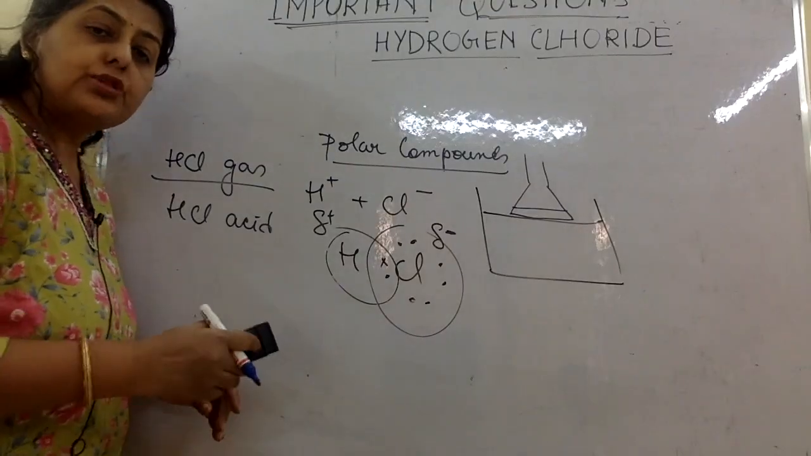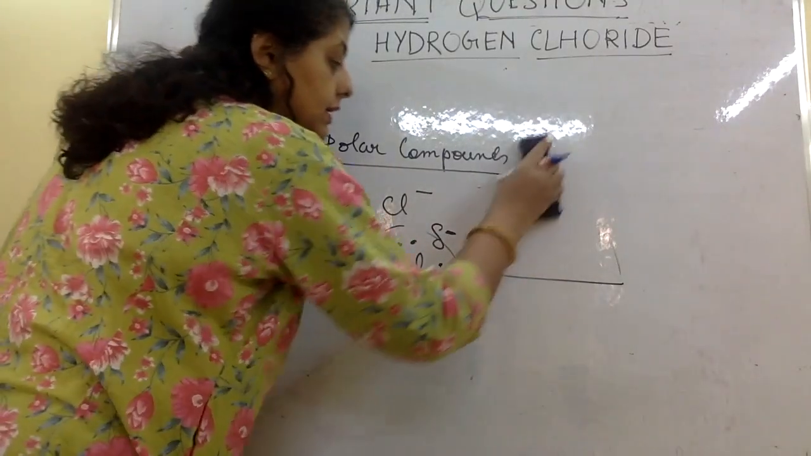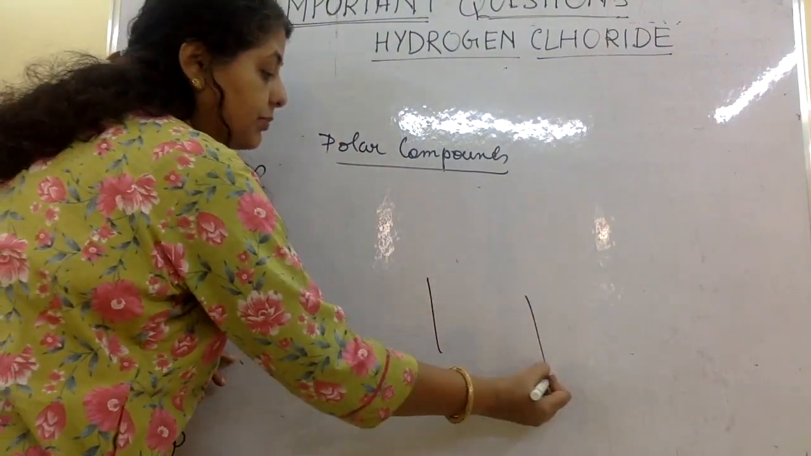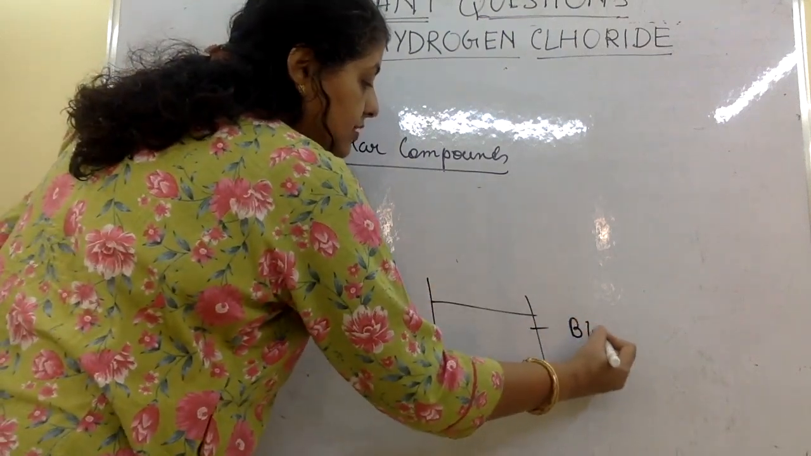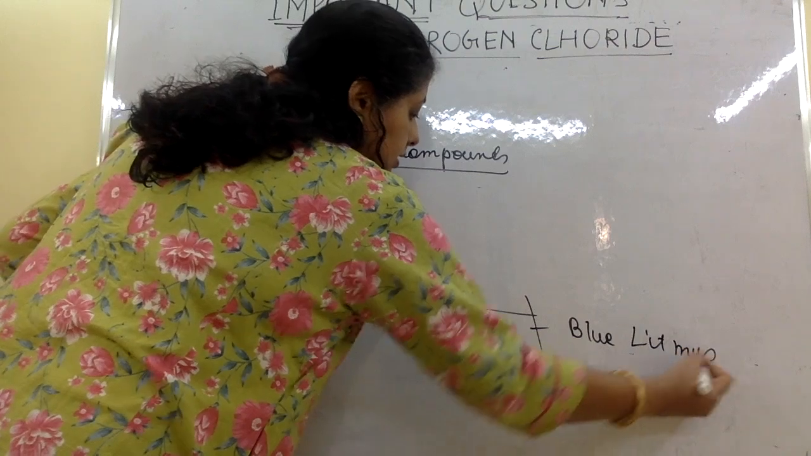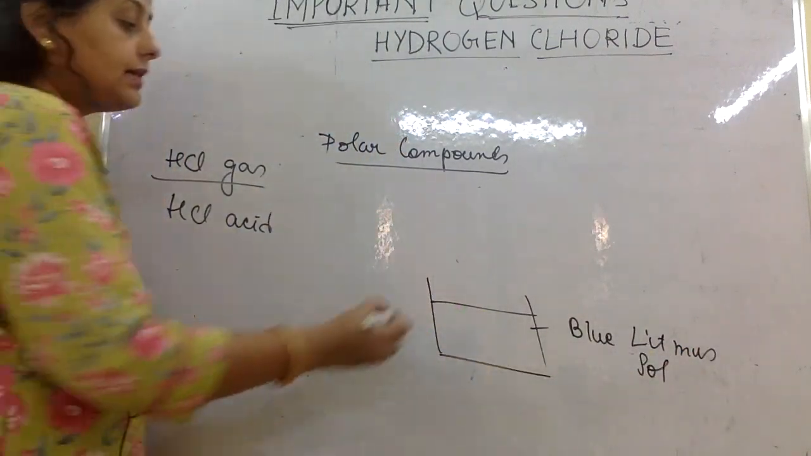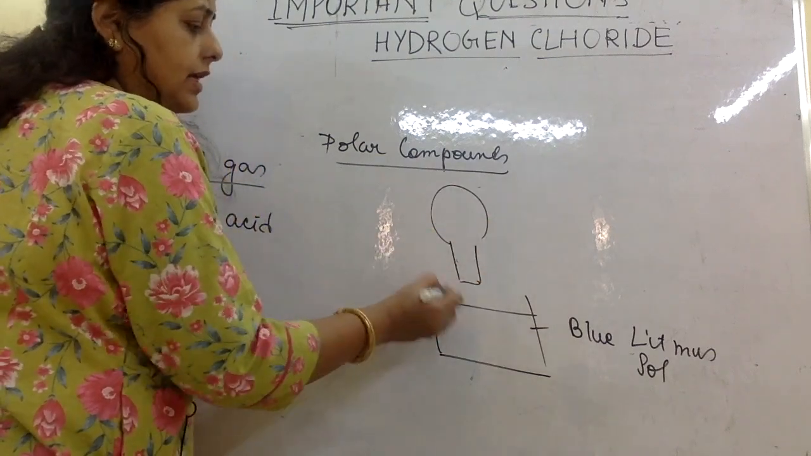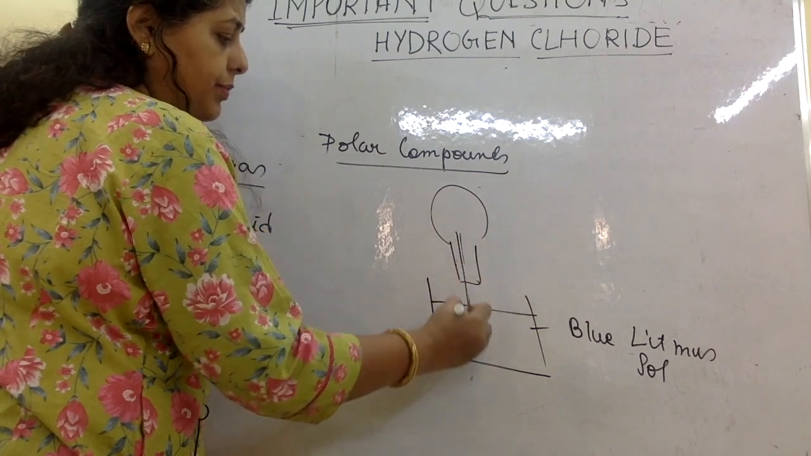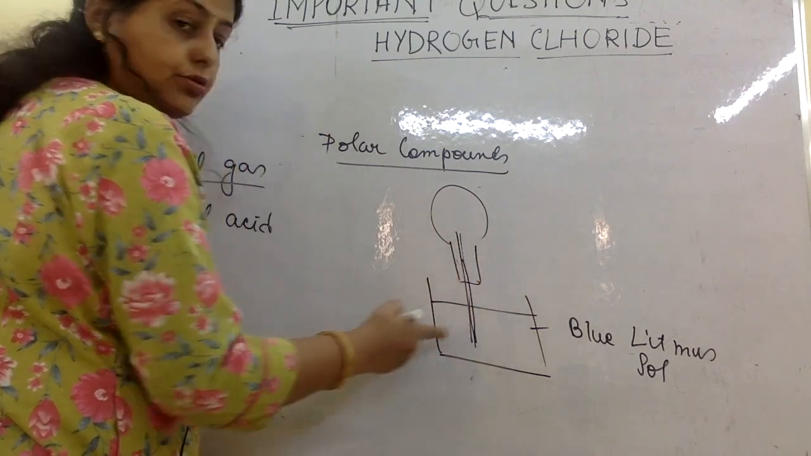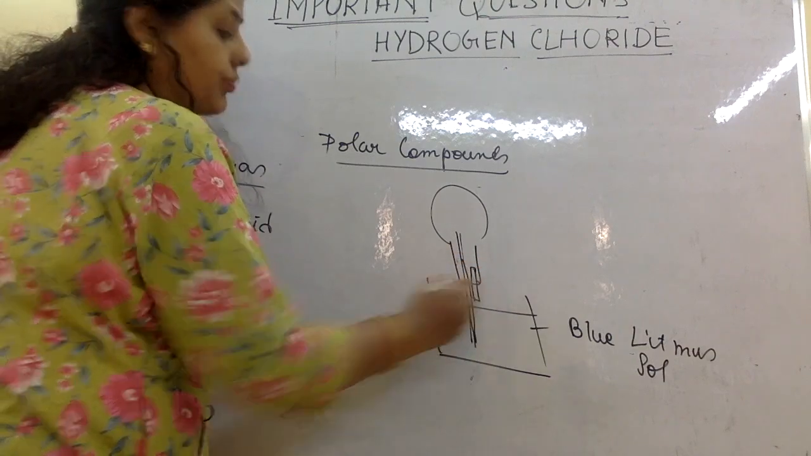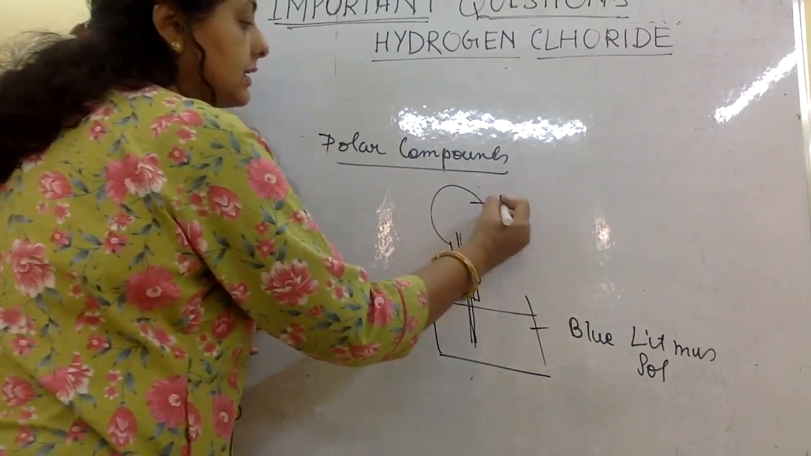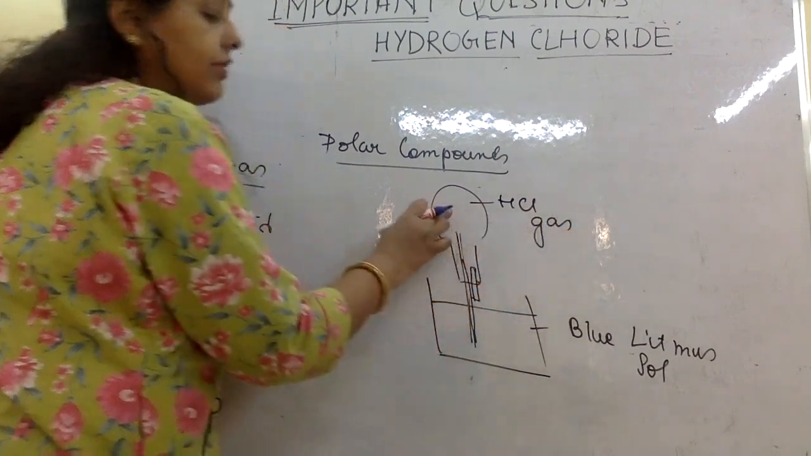Now what happens due to the high solubility? What is the fountain experiment? Let us see. In this fountain experiment, we'll have a beaker which has blue litmus solution. Then we have a round bottomed flask fixed with a stand. Here we have a pipe going down into the solution, and a small dropper with water. This part is filled up with HCl gas.